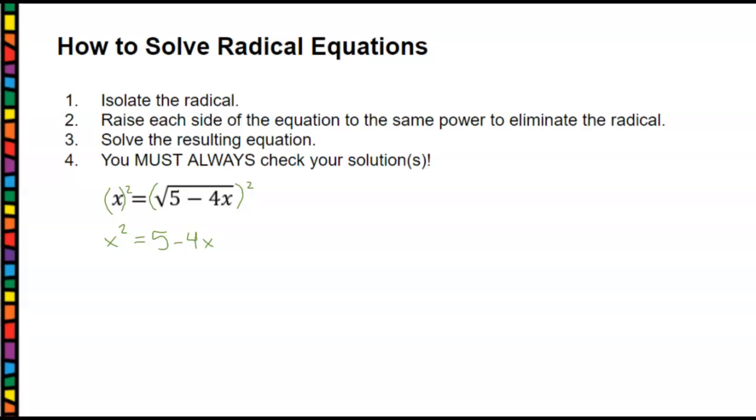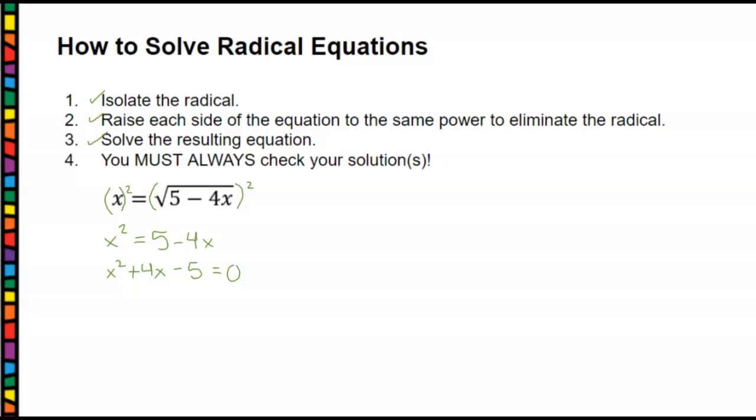Now, number one, we have isolated the radical. Number two, we have raised each side of the equation to the same power. Now look what happened. You have eliminated that radical sign. And finally, we're going to solve that resulting equation. This is a quadratic equation, so I'm going to get it equal to 0. I'm going to add 4x to both sides and subtract 5 from both sides, and I find that I have x squared plus 4x minus 5.